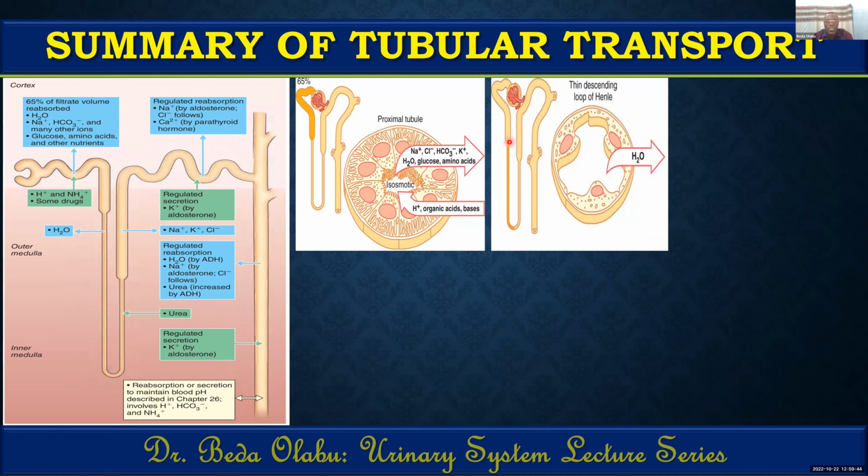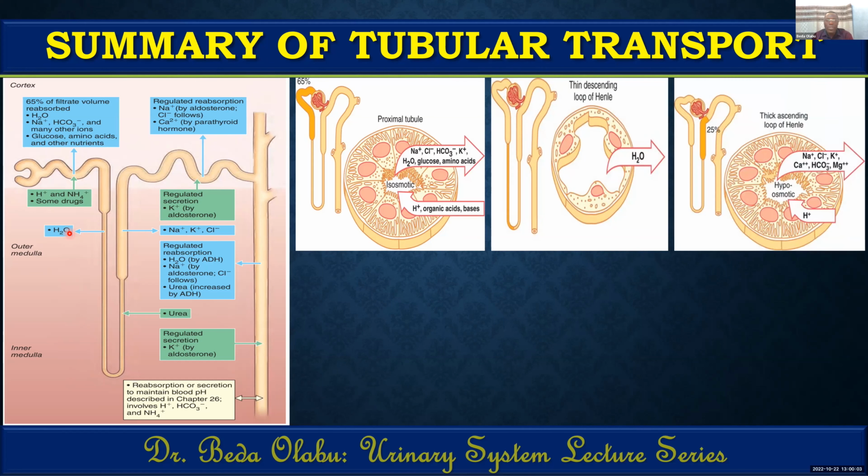Now from the PCT, we go to the descending loop of Henle. The descending loop is a site for water reabsorption mainly. So water is reabsorbed at the descending loop. And then we go to the ascending loop, especially the thick segment. The thick segment of the ascending loop is impervious to water. You need to understand that. So water does not pass through this region. But a number of substances are reabsorbed at this point: sodium, chloride, potassium, calcium, bicarbonate, magnesium. They undergo reabsorption at this region. But we have other substances which can also be secreted, like hydrogen.